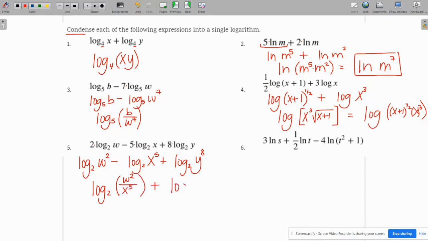And then I'm adding log base 2 of y to the 8th. So since I'm adding two logarithms of the same base, I need to multiply this times this. So what we end up with is log base 2 of, if I multiply w squared over x to the 5th times y to the 8th, you're going to get w squared y to the 8th over x to the 5th. And that would be our final answer. Try this one, and we'll check it together in class tomorrow.